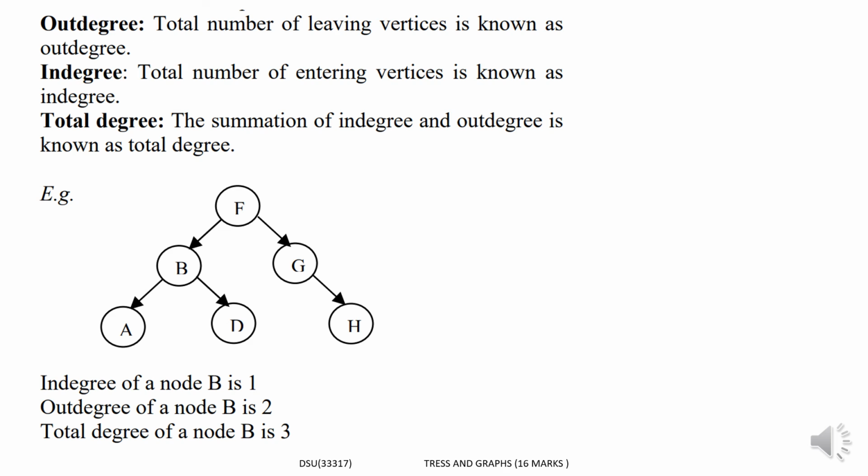See here again, the in degree of node G is 1 and the out degree of node G is 1, and the total degree of node G is 2. Okay.